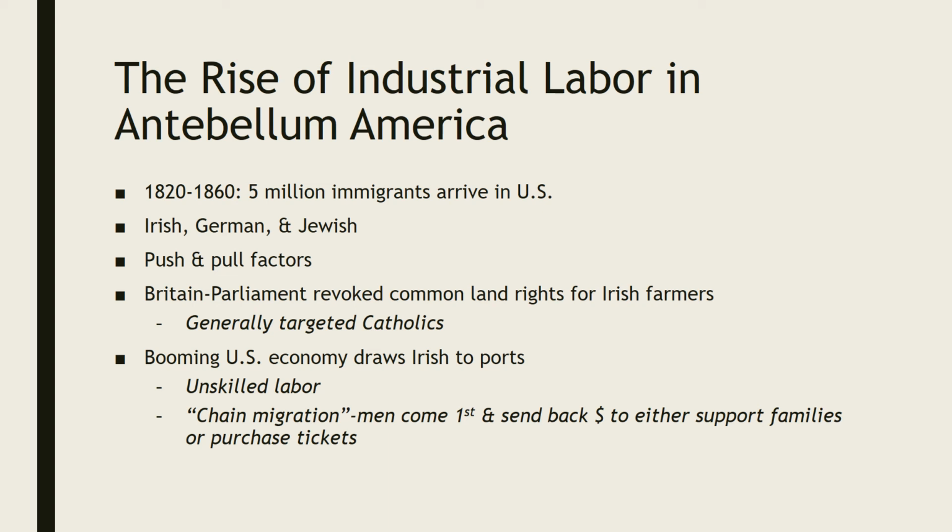So starting with the Irish. In Great Britain, Parliament revoked the common land rights for Irish farmers. This means that farmers can no longer graze their animals on common lands, and as a result, they are unable to have animals and they are sunk into poverty. This generally targeted Catholics, as there was a strong anti-Catholic sentiment in Britain and also, as we'll see, in America.